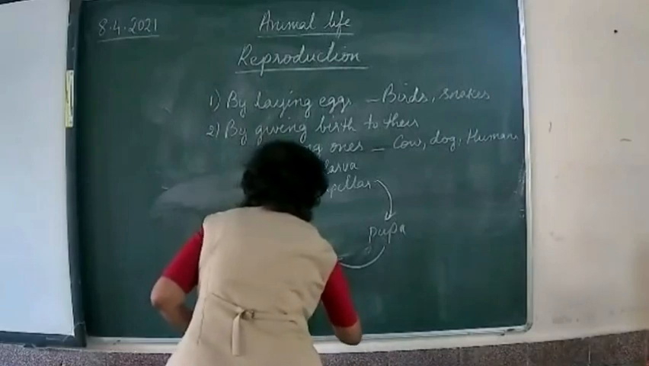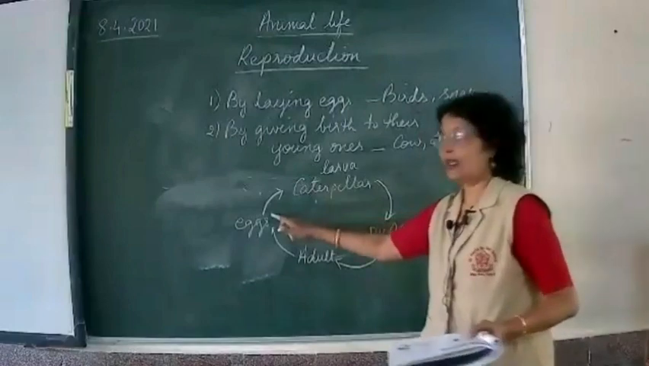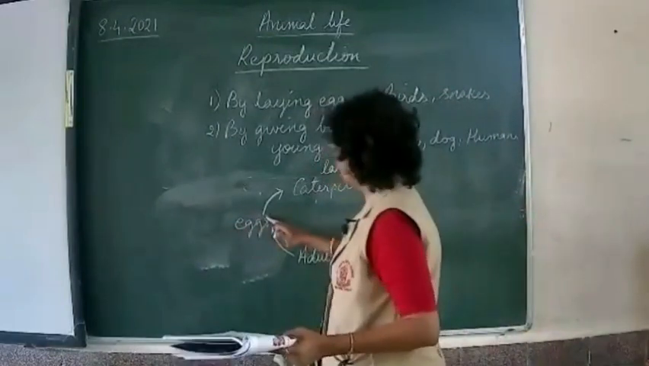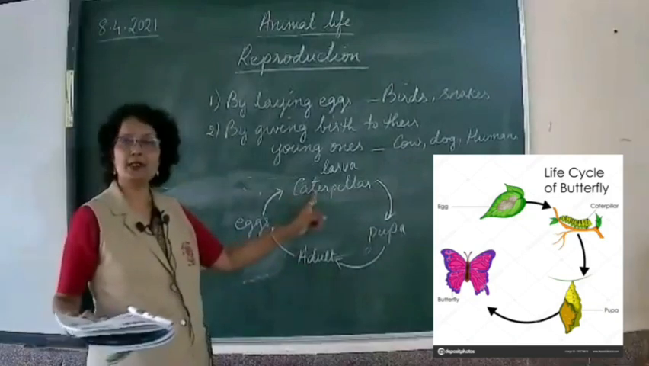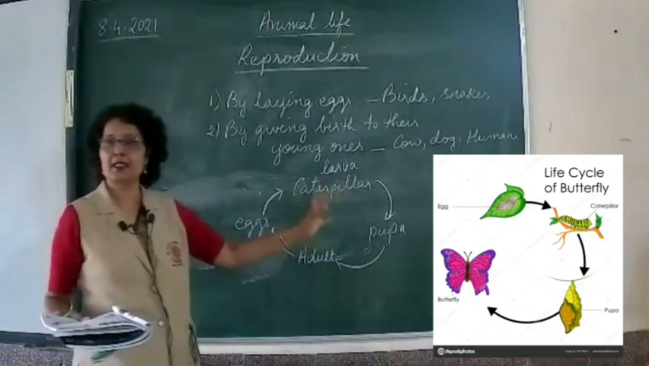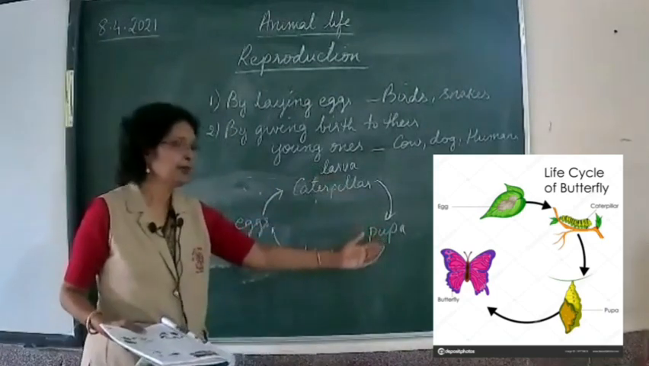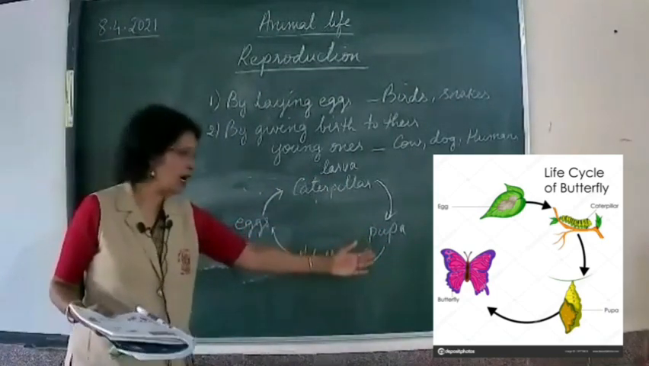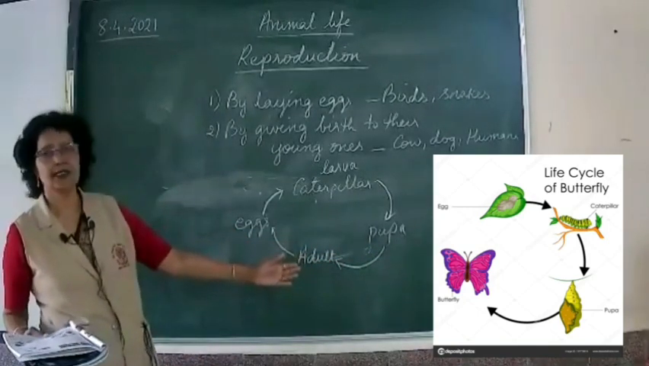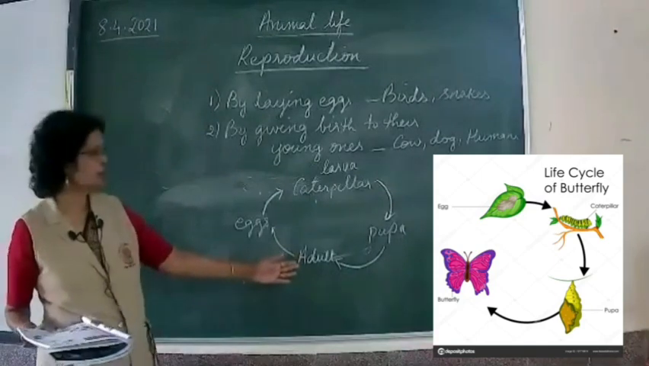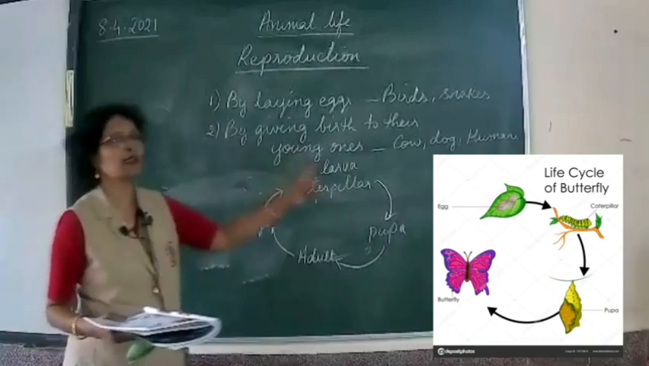Adult butterfly. Is that clear? So from the egg, the caterpillar comes out. The caterpillar will eat and become big in size. It becomes a pupa. It rests for a day or two. After a day or two, a beautiful butterfly comes out. Adult butterfly. Okay. This adult butterfly will again lay eggs and the cycle goes on.